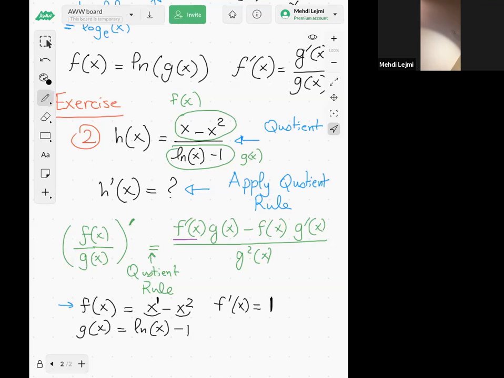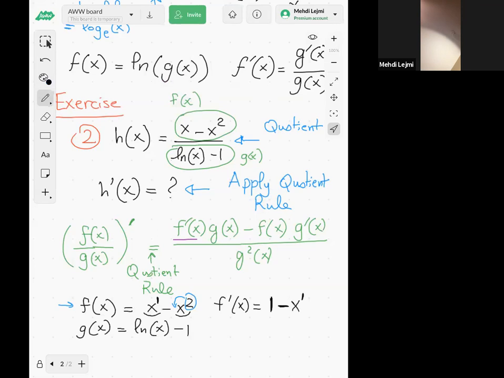Minus, now for the X squared, that's a power rule. Again, bring down the power in front of X, times X to the power 1. You decrease the power, you subtract 1 from the power. So it's 1 minus 2 times X to the power 1.